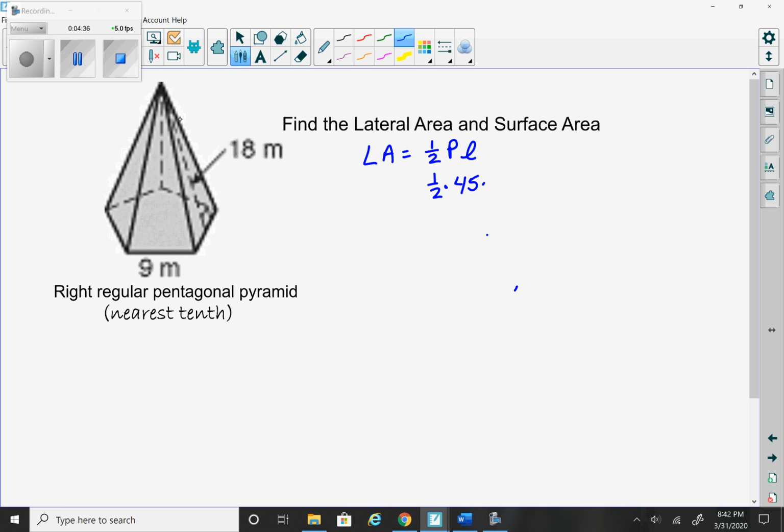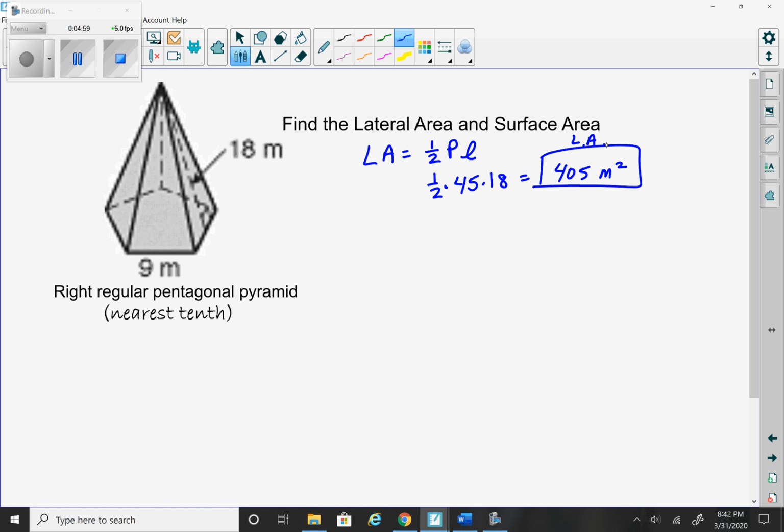And then my slant height, which they labeled right here, is 18. So again, this is where you want to pull out your calculator or your phone, whatever you're using, and multiply those together. You got 405 as your lateral area. So 405 meters squared. That's the lateral area of our pentagonal pyramid.